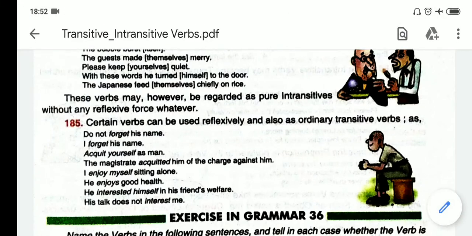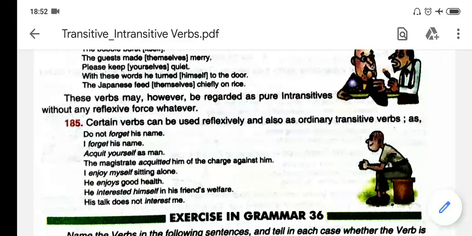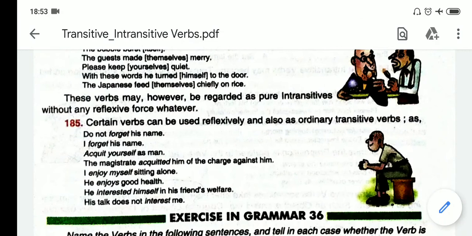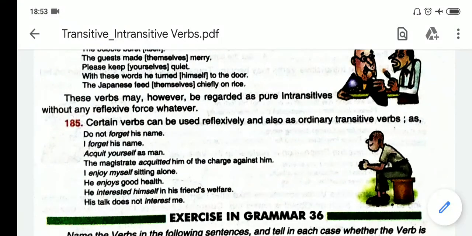In the second sentence, forget is used transitively because there is a subject and there is an object. I is the subject, his name is the object. The subject and object are not the same person, so in the second sentence this is not used reflexively. Do not forget his name. In this case, it is used reflexively. Acquit yourself as a man. In this case, acquit is used as a reflexive verb. It is used reflexively because the subject and object are the same.